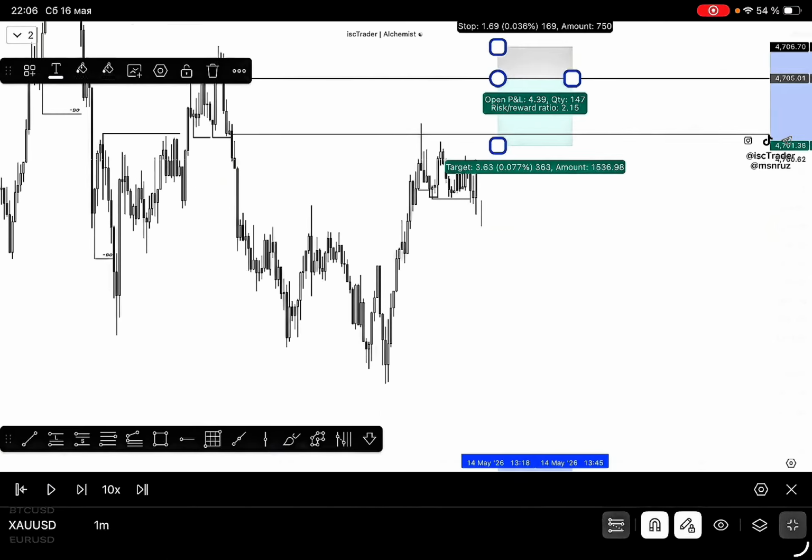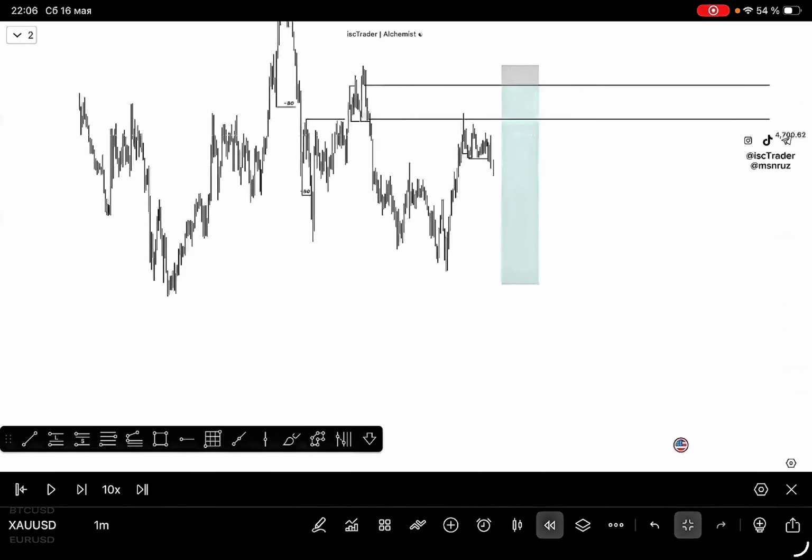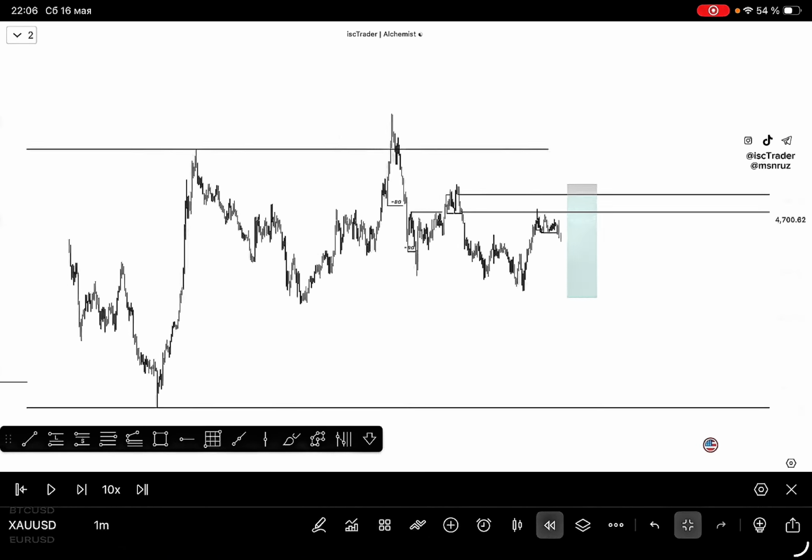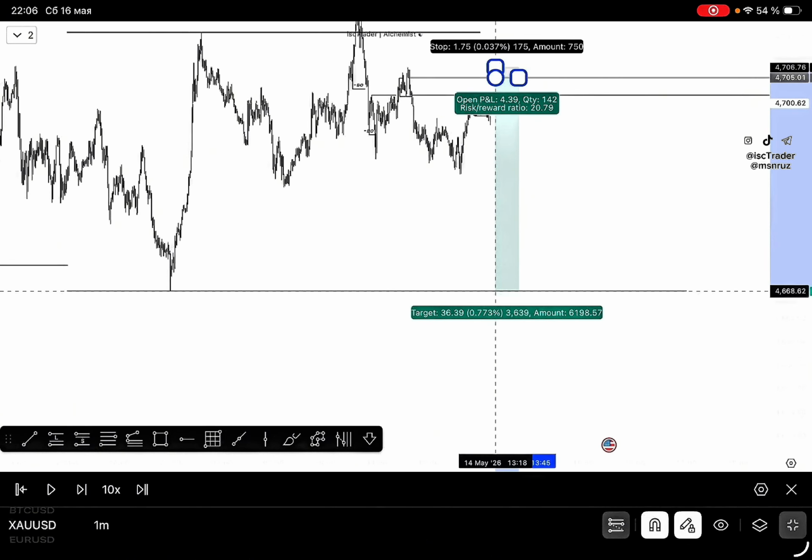We'll set a limit right here. The stop loss will be the valid high. Our take profit will be the CRT low.